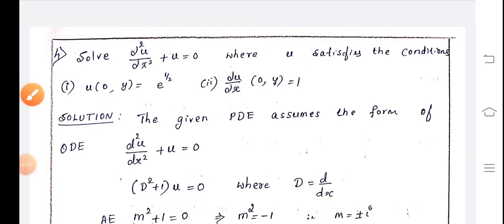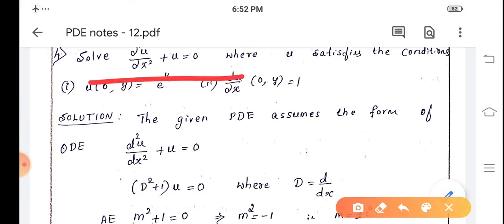Hello students, in the previous video lecture we have discussed how to solve homogeneous partial differential equations if the given partial differential equation involves derivatives with respect to one independent variable only. Now we shall continue with the exercise problems on homogeneous partial differential equations.